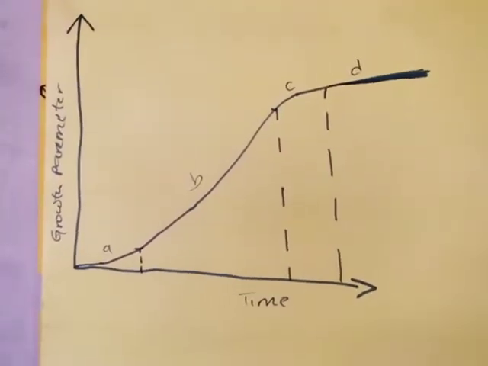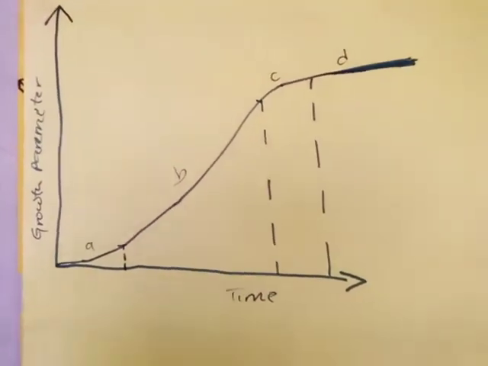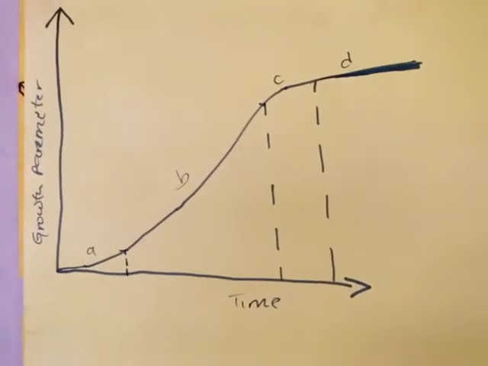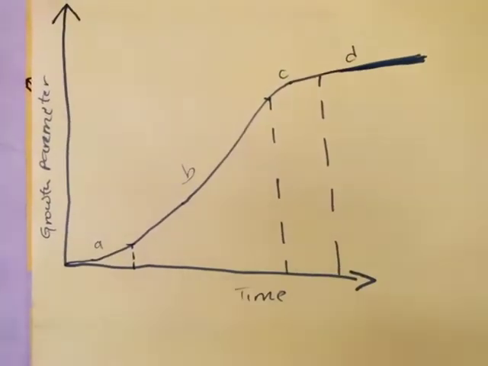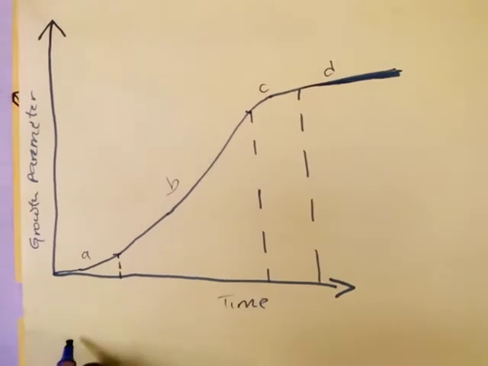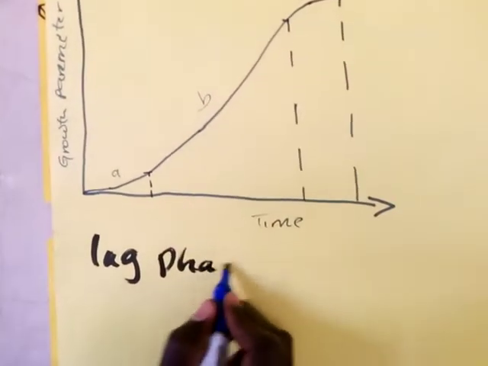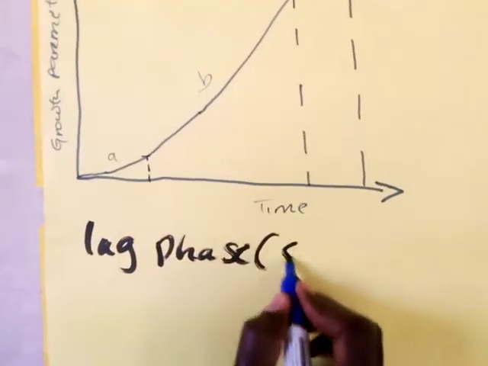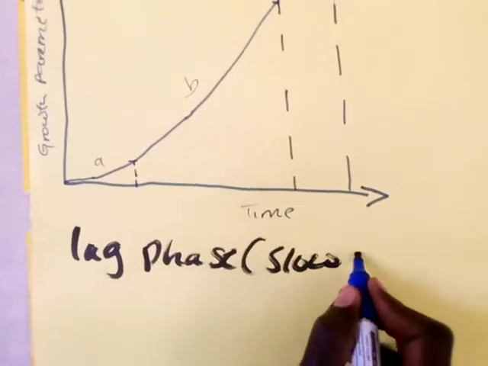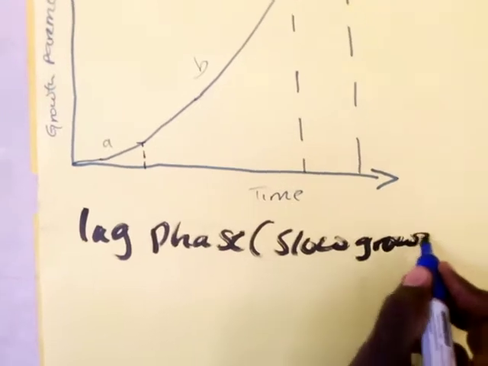Now, growth always takes place in different phases, and we are going to look at the first phase. The first phase, we always refer to it as lag phase, or what we can call slow growth. So we always have a slow growth.